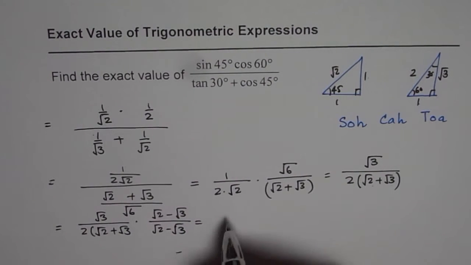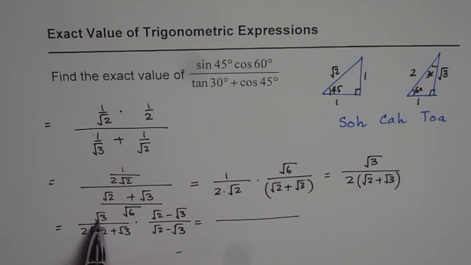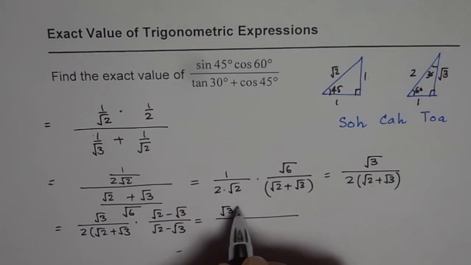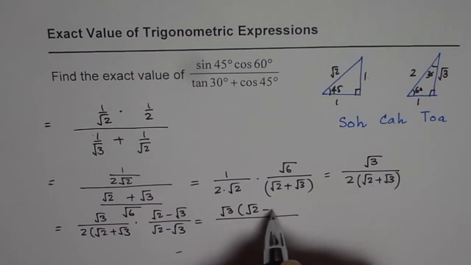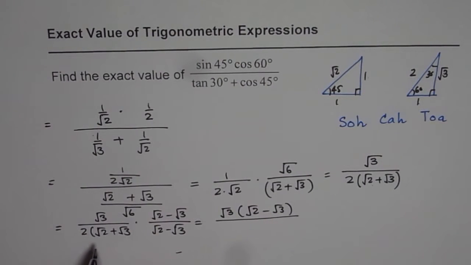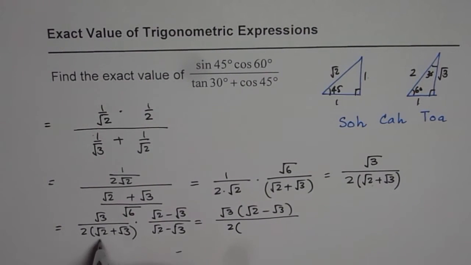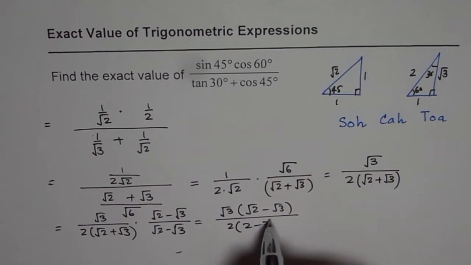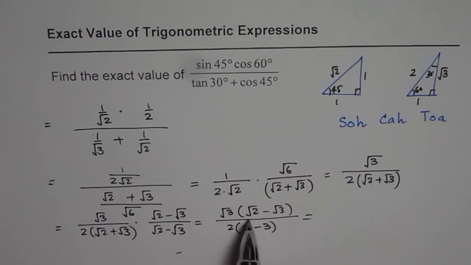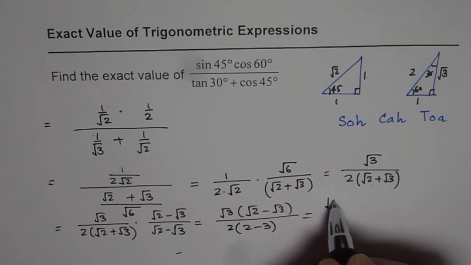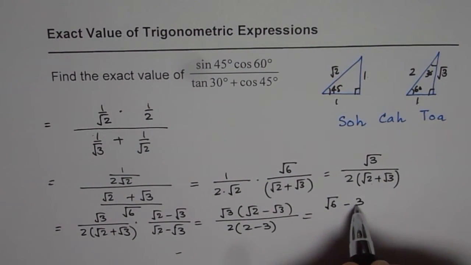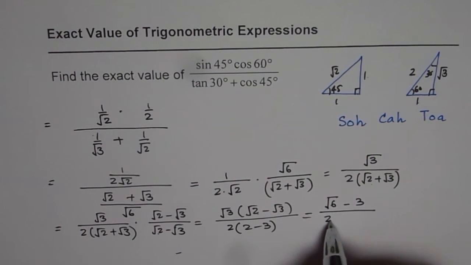So once you do that, in the numerator you get square root 3 times these terms. So let me write it first as such, and then we will expand. And in the denominator, when you multiply it, you get a square minus b square. So 2 times 2 minus 3. Do you see that? In the numerator, if I expand, I get square root 6 minus 3, divided by 2 times 2 minus 3, which is minus 1.